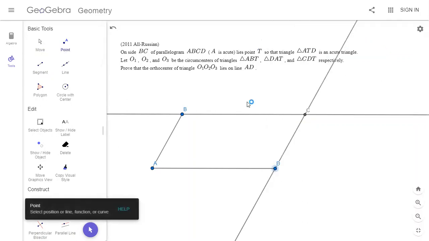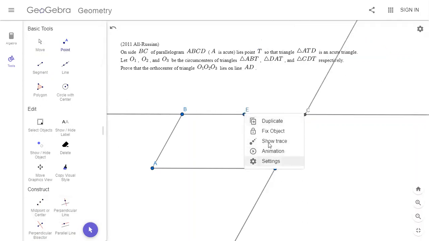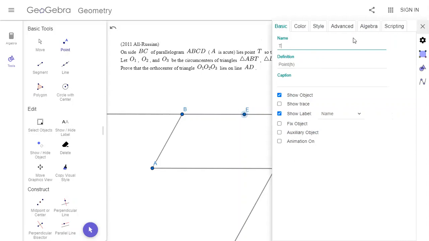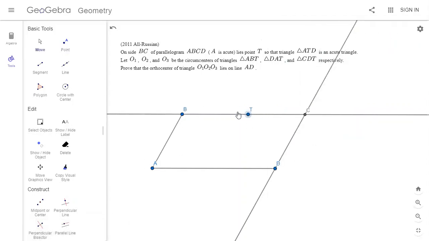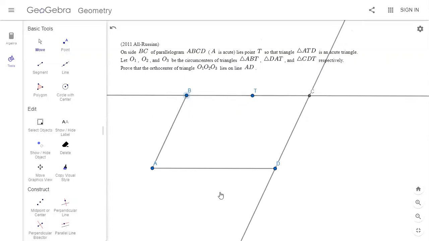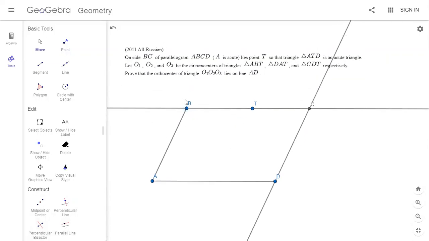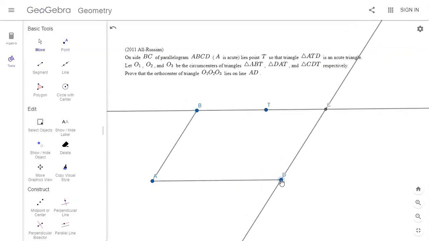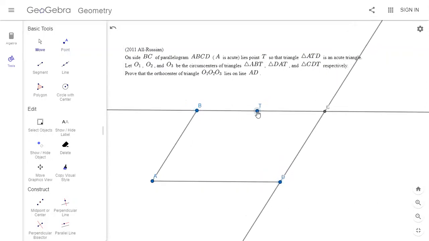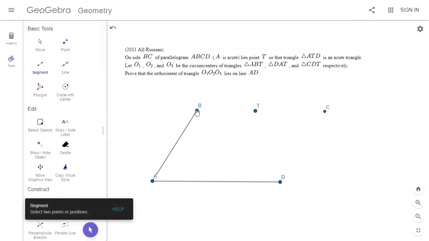And we have a point T so that ATB is an acute triangle. Isn't it great how Russian GEO just gets rid of degenerate cases, or all the special cases? I like it. That looks pretty acute to me. All right.